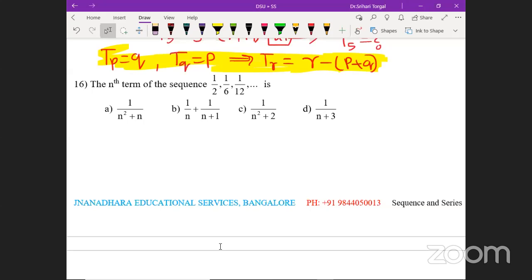See how it is. The nth term of the sequence is 1/2, 1/6, 1/12. If you put n is equal to 1, here in option A, what is that? 1/(1 plus 1), that is 1/2, right? In the first term we should have 1/2. So we have 1/2 here. So this may be your answer.